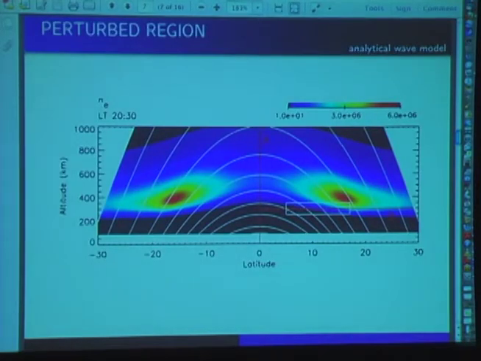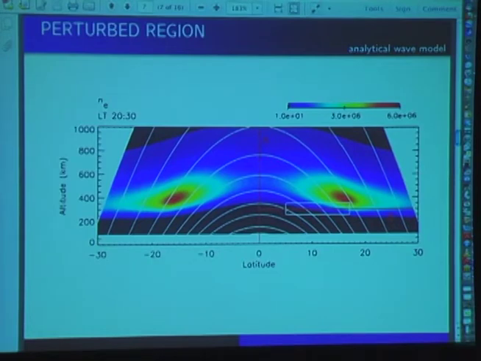So in terms of perturbing the system, where do we perturb it? This is a contour plot of the electron density in latitude and altitude. These are field lines, the white lines, and then you can see the color contours of the electron density. And this is the sort of equatorial anomaly where we get these two crests off from the magnetic equator.